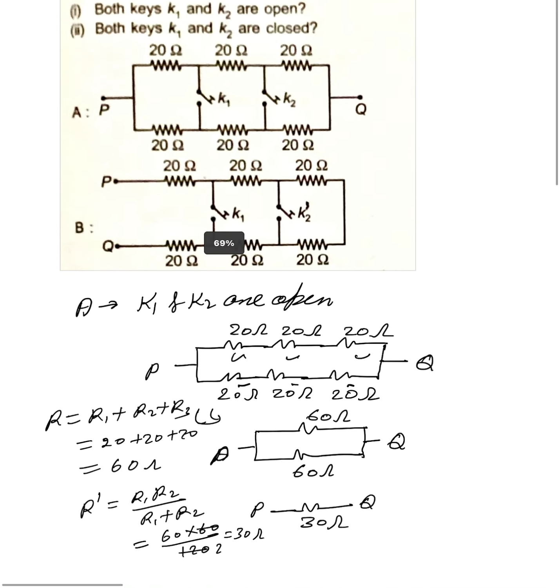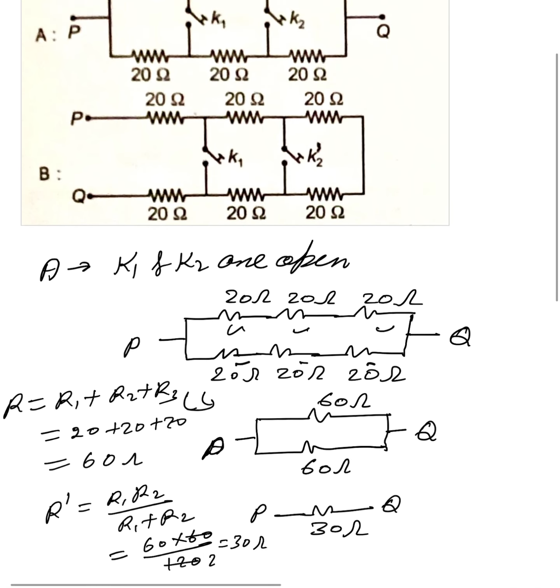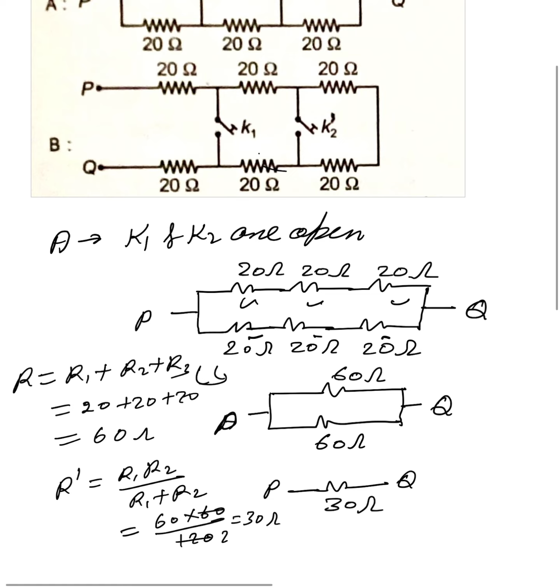So finally, if K1, K2 are open, then the circuit is like this one, corresponding to diagram A, and we got this final answer. Okay. Now we focus on another one.